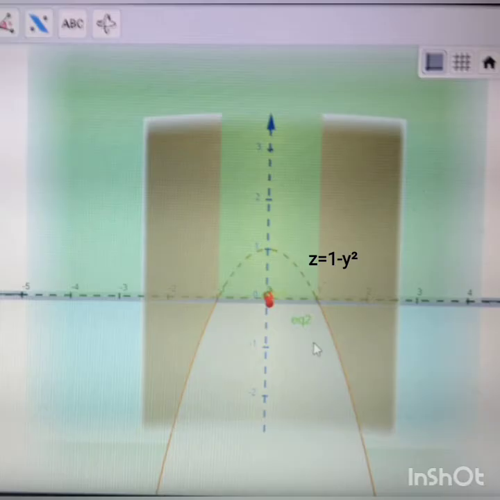Next, the question asks students to find the volume of the object from the x, y, and z axis projections. Firstly, we will be looking at the x-axis. Projection from the x-axis will be the plane of the object. The base will be from the z and y axes. The quadratic graph shown has the formula z equals 1 minus y square.